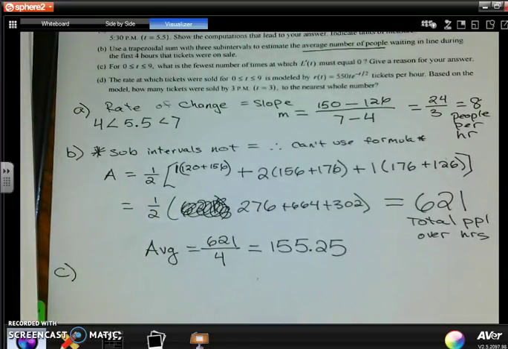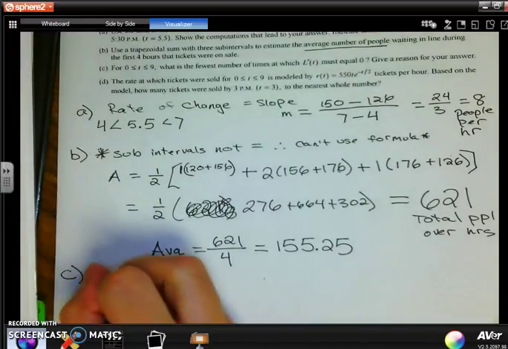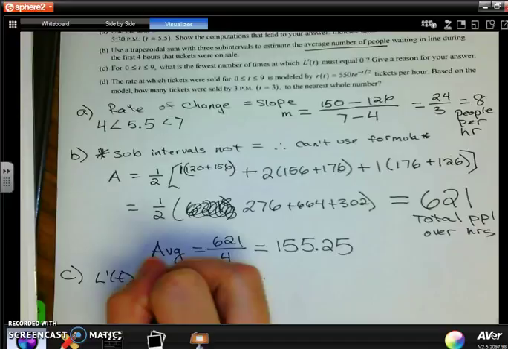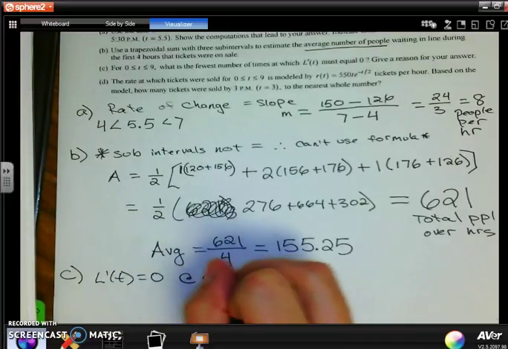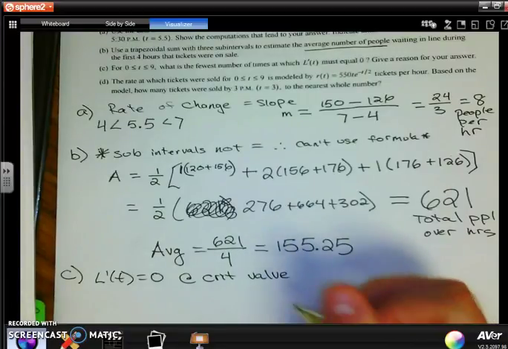All right, moving on to Part C, okay? So Part C says, for 0 to 9, what is the fewest number of times at which the derivative must equal 0? Give a reason for your answer. The way I would have tackled this one, what makes sense to me is I know that the derivative equals 0 at the critical values. So that's what I would write down.